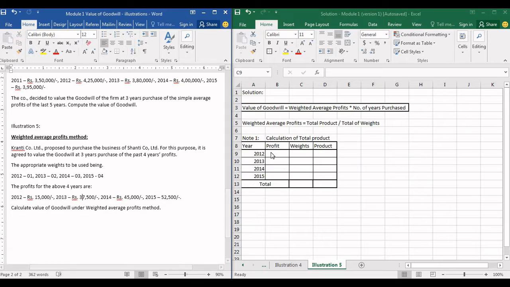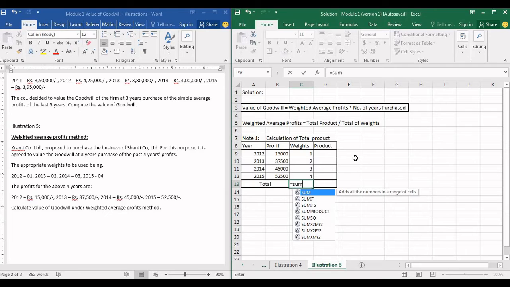Okay. So let us note down the profits here. The last sentence says calculate value of goodwill under weighted average profits method. So we know that we have to use weighted average profit method. So profit for first year is 15,000. Profit for second year is 37,500. Profit for third year is 45,000. Profit for fourth year is 52,500. We'll write the weights: 2012 1, 13 2, 14 3, 15 4.